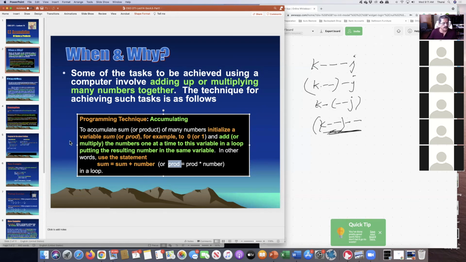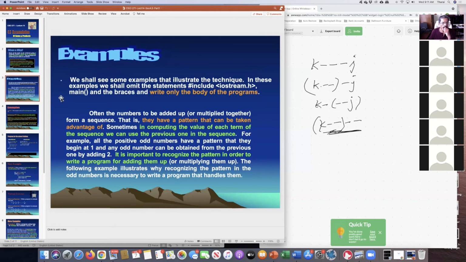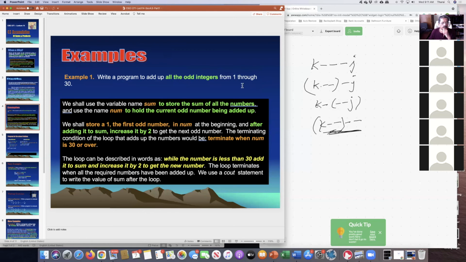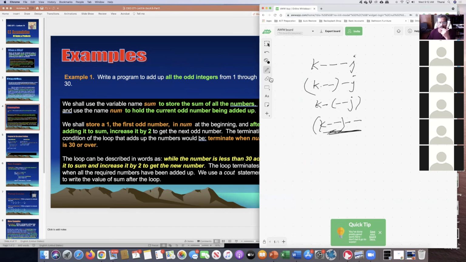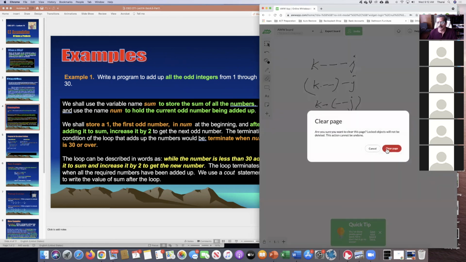So I'm going to show you a simple example to begin with. Let's go to the next page. Suppose that I want to multiply all the odd integers from 1 to 30. Now, to generate all the odd numbers, I can start at 1, and if I increment by 2, they will be all odd numbers. So I start at 1 and increment by 2. So let's do that.